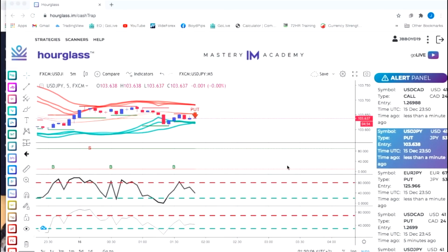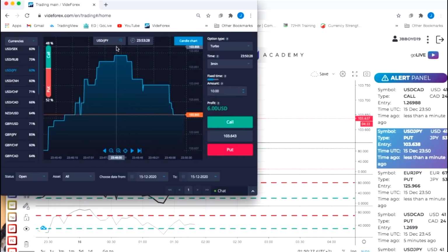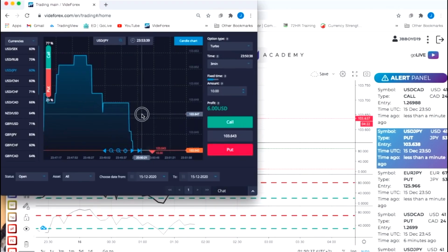Okay, so let's look at a few actual trade opportunities that we could take based on the new Cash Trap 2.0. Here it's just given us a put option near a resistance line, and if we look at USD to JPY on the currency strength, you can note that the first currency number is smaller than the second, and that means that we're looking for put option opportunities. So here we can go over to our brokerage platform and place a put option on USD to JPY for 3 minutes.